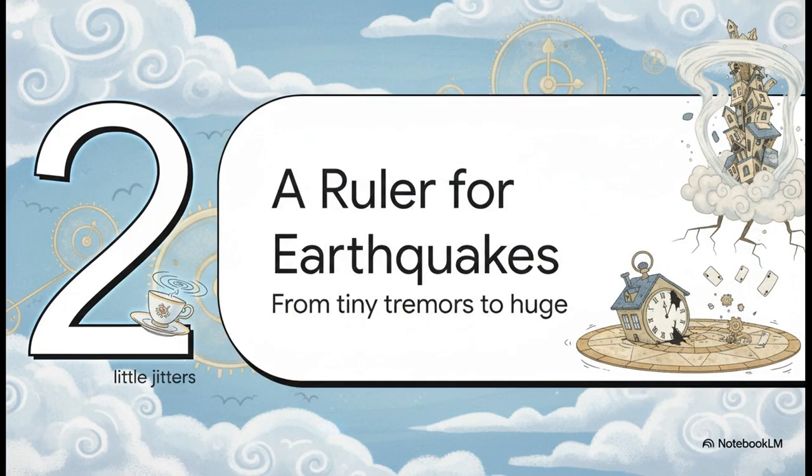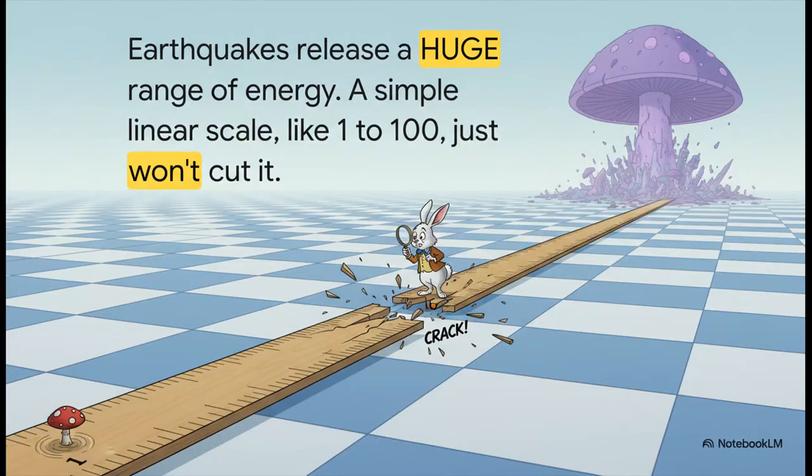So here's the deal. Geologists had this massive problem on their hands. How on earth do you create one single system of measurement for vibrations that can be anything from a tiny little flutter you can't even feel all the way up to a ground-ripping event that can flatten a whole city? A simple ruler, from 1 to 100, it just wouldn't work, not even close. Because if the smallest little tremor we can detect is a 1 on that ruler, the biggest earthquakes ever recorded would be a number in the trillions. The ruler would have to be ridiculously, impossibly long.